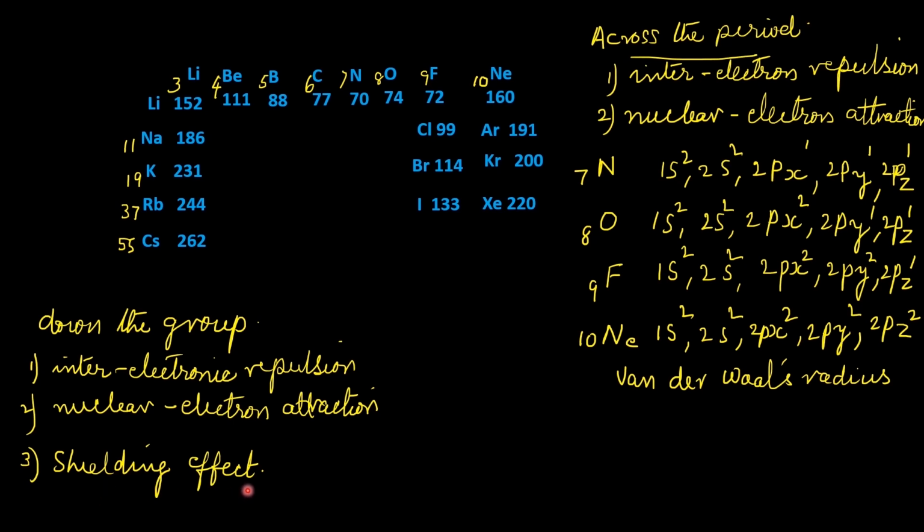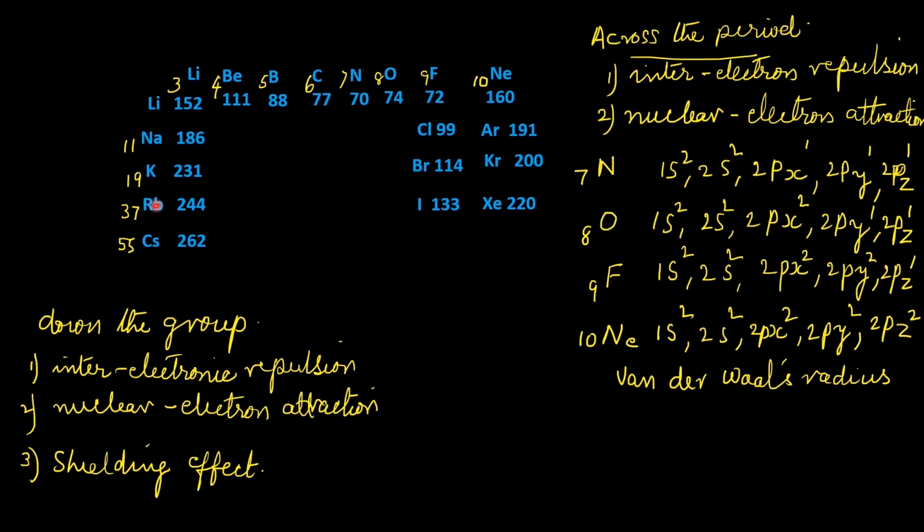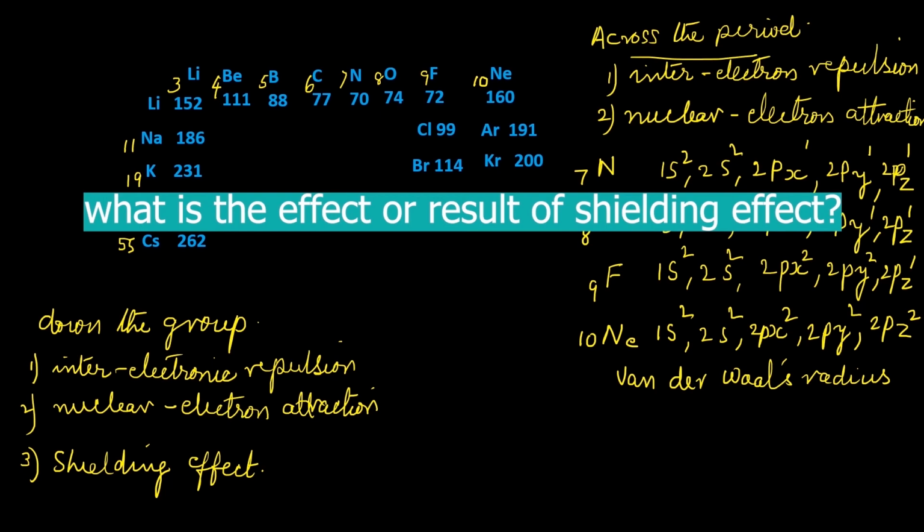What is shielding effect? The inner shells will be slightly smaller in radius than the outer shells. Electrons in the inner shell will prevent or hide or shield the outer electrons from nuclear attraction. This is called shielding effect. Shielding effect is caused by the inner shell electrons. As the number of shells increase, the shielding effect also increases. So the valence electrons are less attracted by the nucleus.